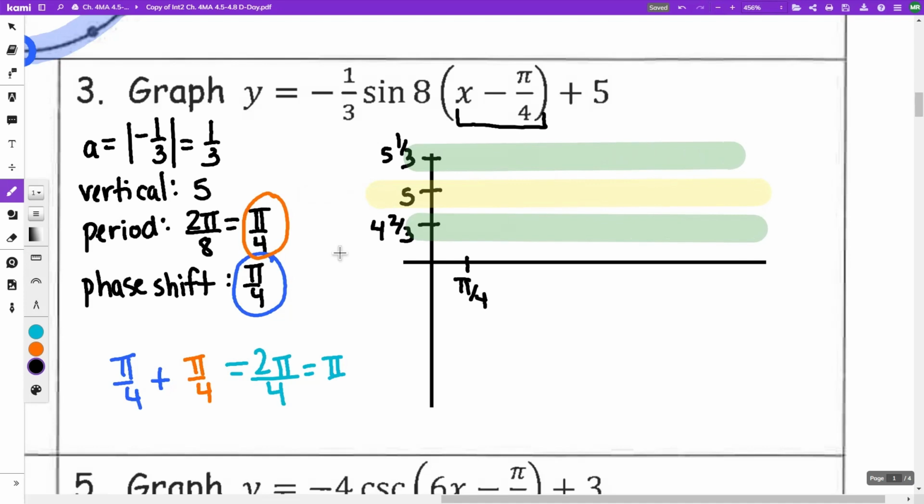I'm going to go 1, 2, 3, 4, 5. I'm going to be ending at 2 pi fourths or pi halves. Okay. And when I'm doing sine, I start at my 0. And then if it's positive, I go up. But because it's negative, I'm going to go down, back to 0, up to my high, back to 0. And that is my sine graph.